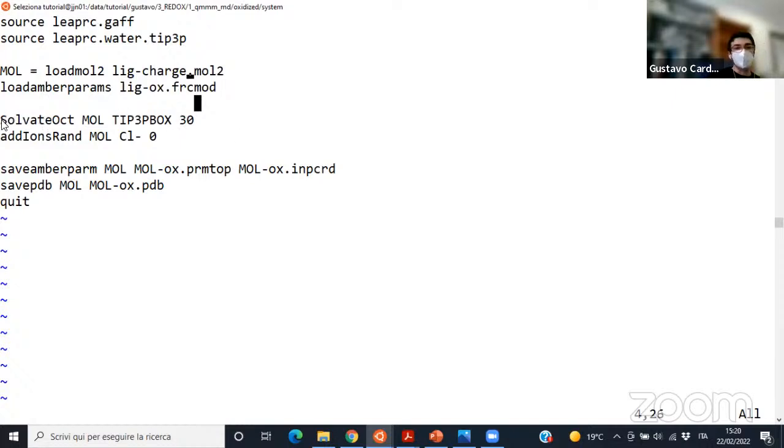Then we have the solvation box. This is the same as before. Actually, the input is going to be the exact same input apart from the names, because they're going to be called ox. And there is this guy here.